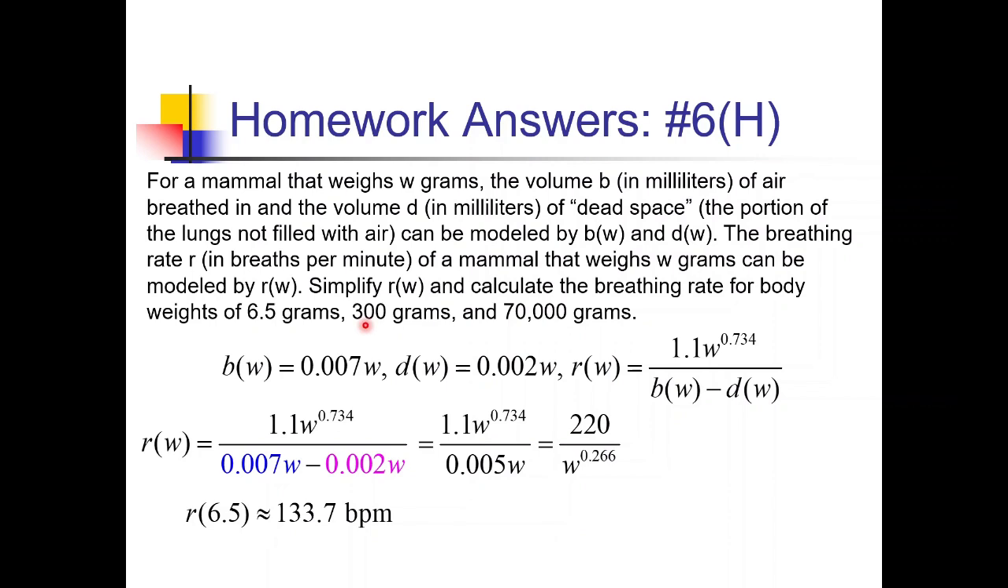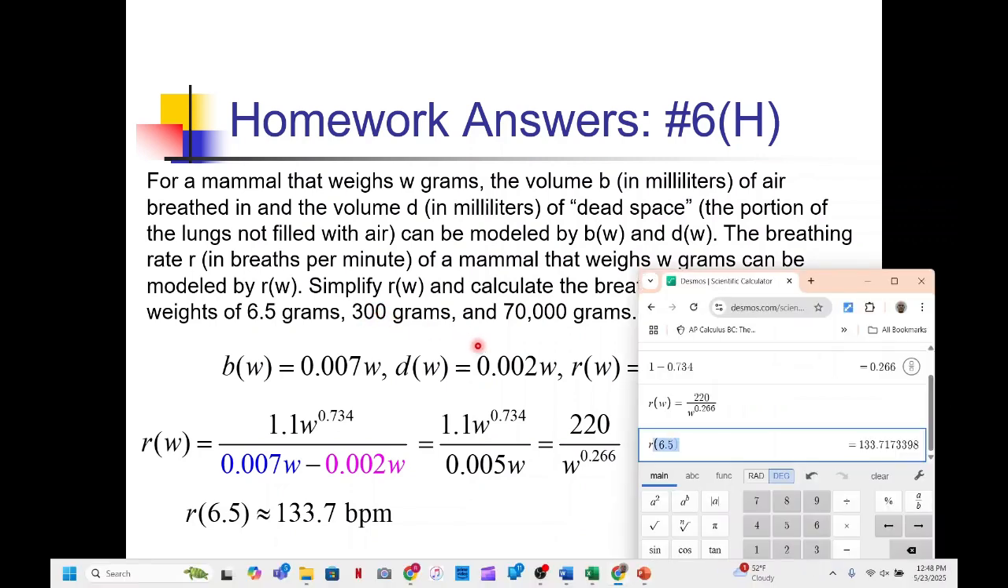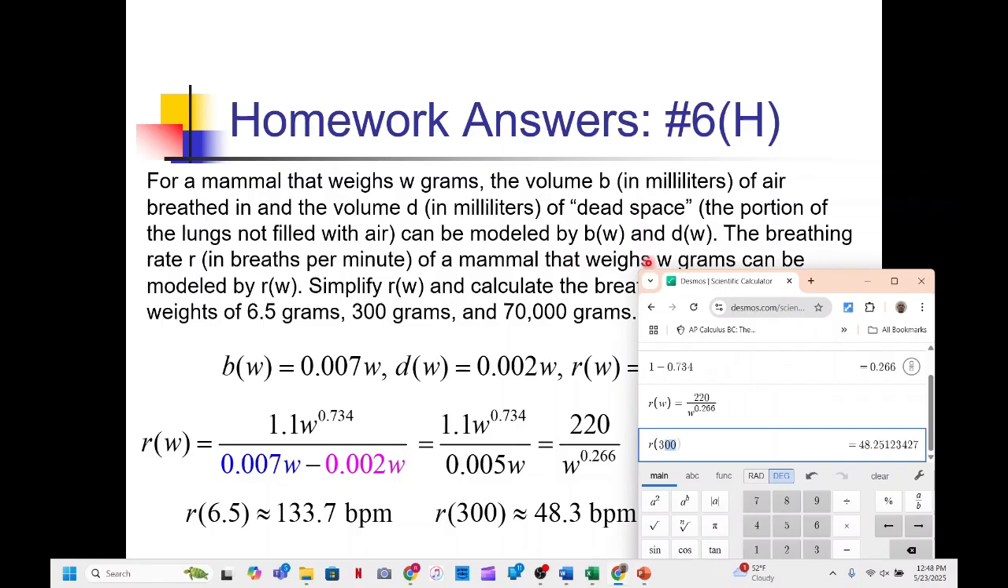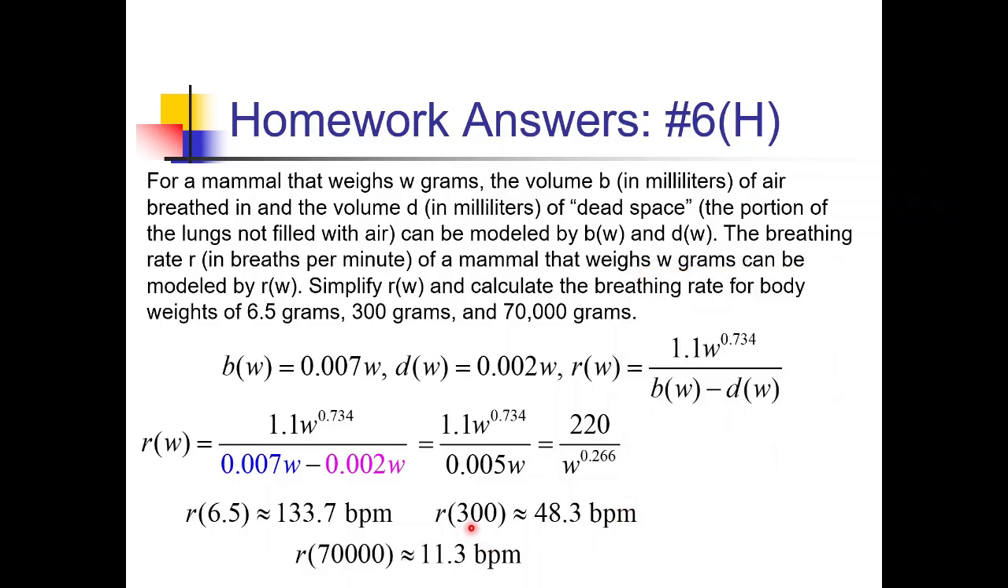Now let's do R of 300. So just replace that with a 300 in there. And that is 48.3 breaths per minute. And then if this is a very heavy mammal apparently, 70,000 grams. I'm not actually sure how much that is in pounds, but we're not going to worry about it. So 70,000, and that only has 11.3 breaths per minute. Breathes very slowly. All right, so there we have it.